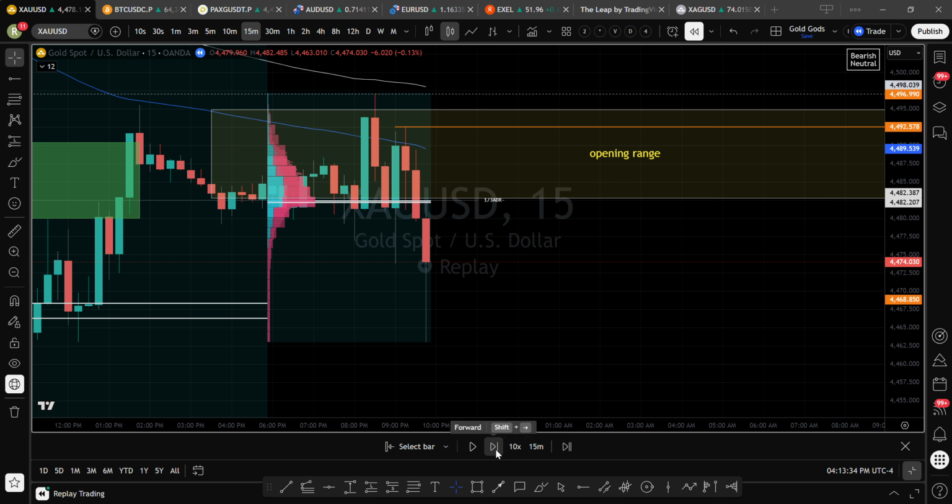Let's see. That's too small, so I might wait one more candle. That right there, and being that it's at the session volume line, I might be like, okay, this might be another move forming.